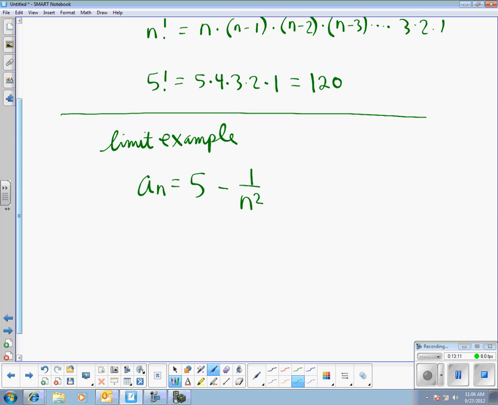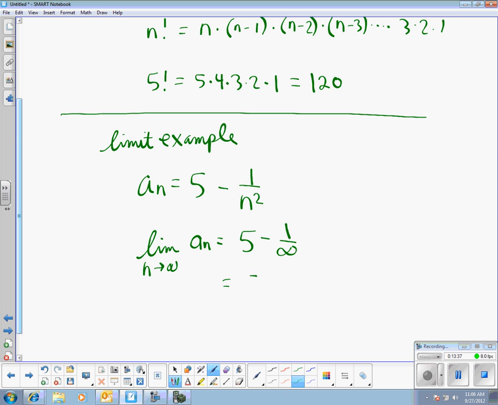Well, in this case, the limit as n goes to infinity of a sub n is going to be basically 5 minus 1 over infinity, because you just sort of plug in infinity and see what happens. Well, 1 over infinity is nothing. 1 over a billion is basically 0. So you can just try kind of billions, millions, and see what you get.